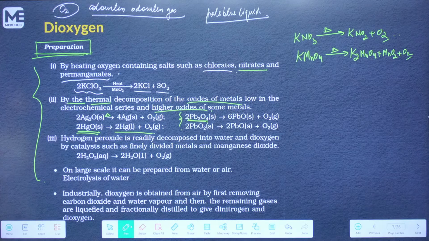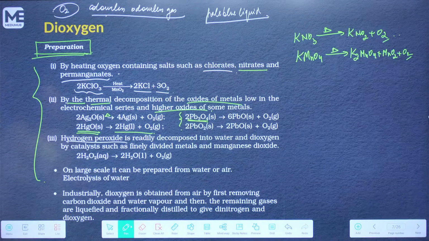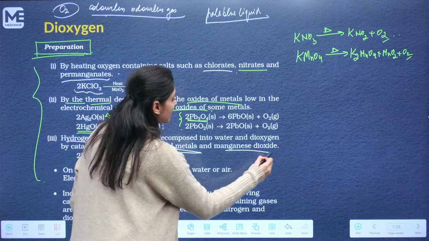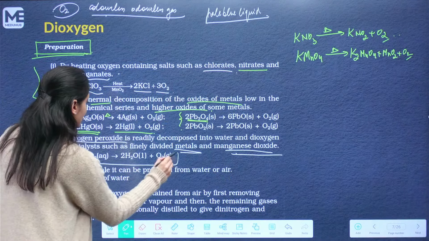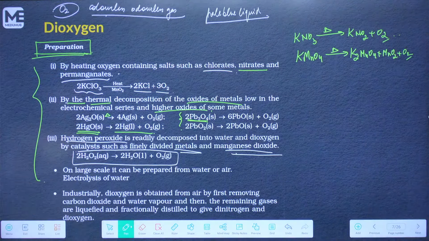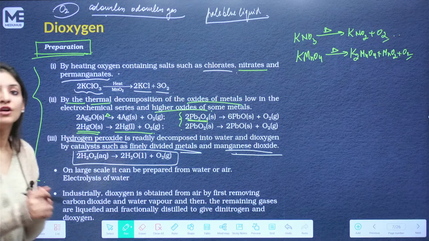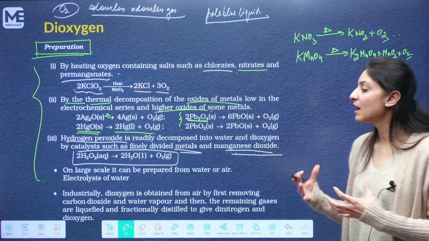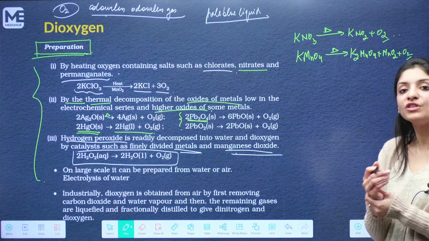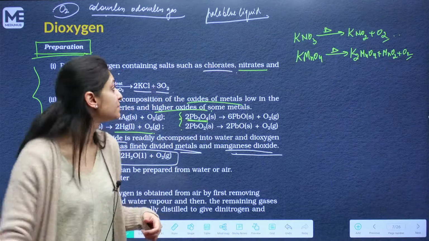Third method is from hydrogen peroxide. Hydrogen peroxide is readily decomposed into water and dioxygen by catalysts such as finely divided metals and manganese dioxide. So hydrogen peroxide also gives dioxygen. On a large scale, it can be produced by electrolysis of air or water, and the last industrial method is by fractional distillation of air. From air, first all water vapor and carbon dioxide is removed, and then only nitrogen and dioxygen are left, which are fractionally distilled because there is a difference in their boiling points.